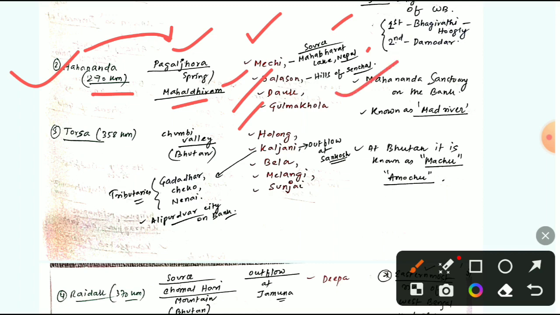Mahananda Sanctuary is on the bank, that is in Siliguri, and it is also known as Mad River. So it is known as Mad River. So that's why it is Pagal Jhora.